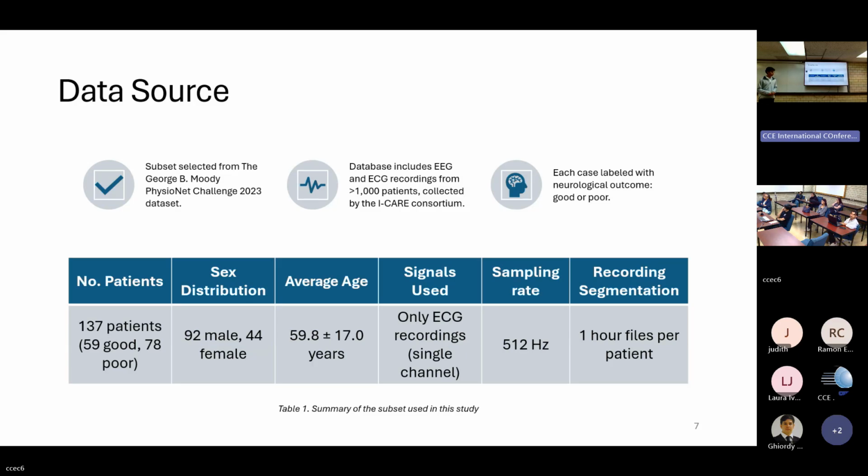We only used electrocardiograph recordings. We only used one single channel to process this data, the ECG-L, which is the left channel of the heart. The sampling rate was 512 hertz, and the recording segmentation is 1-hour files per patient. This means that if a patient was 72 hours in coma, we had 72 different files. Not all the patients had the same number of hours. There were patients with 72 hours, 6 hours, 14 hours, and this depends on the evolution the patient had, right? If he survived, he recovered, or he didn't, or she didn't.